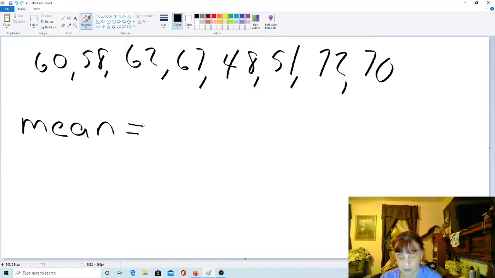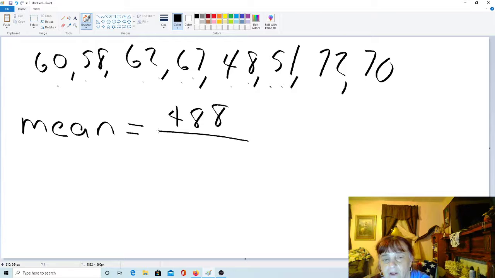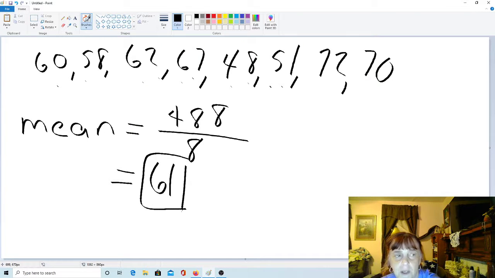Okay, so you have 60 plus 58 plus 62 plus 67 plus 48 plus 51 plus 72 plus 70 divided by 8, because you have 8 numbers. So it will be 488 divided by 8. If I were you, I'd go back and double check and do this a couple times just to make sure you get the right answer. 488 divided by 8 is 61. So the mean is 61.